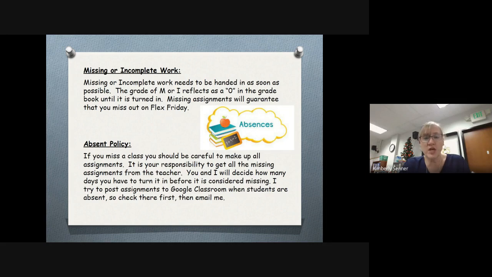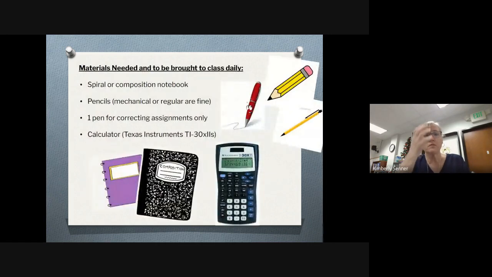If you check Google Classroom because you're absent and you don't see anything on there for that day, then please email me. But if you're emailing me at 8 o'clock in the morning to say that there is nothing there because you are absent, I will probably ignore you. Please wait until after 3 o'clock to look for assignments posted to Google Classroom if you're absent. Okay, sound good? Perfect. All right, moving on.